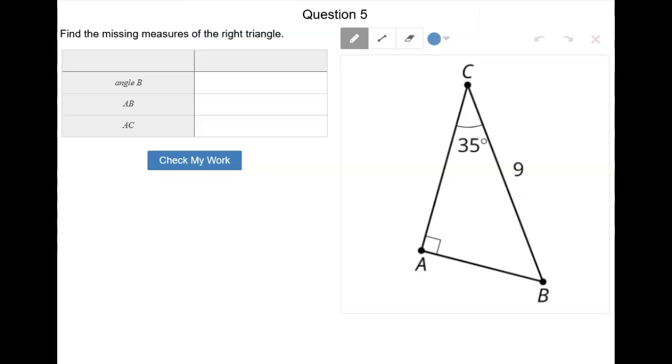Question 5, find the missing measures of the right triangle. So we have one angle to find, and then we have 2 side lengths to find.